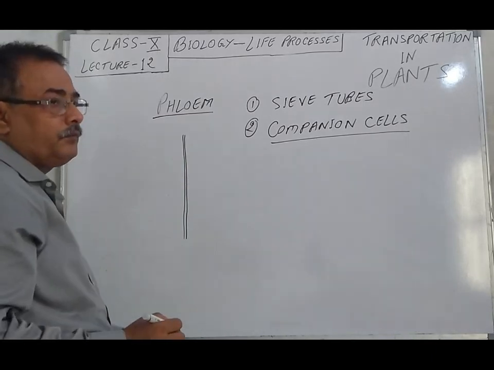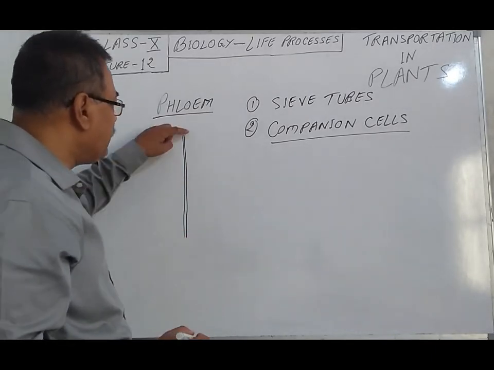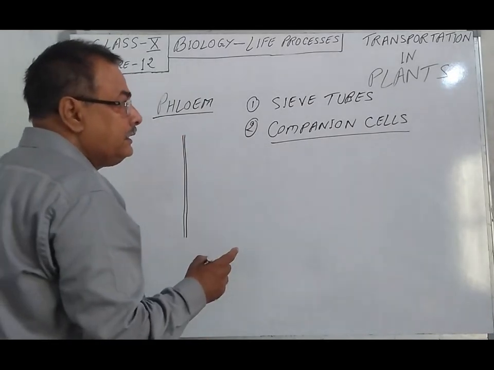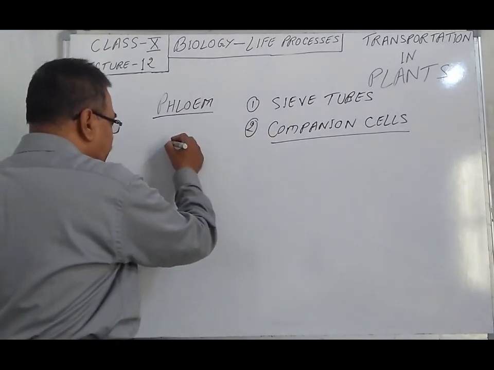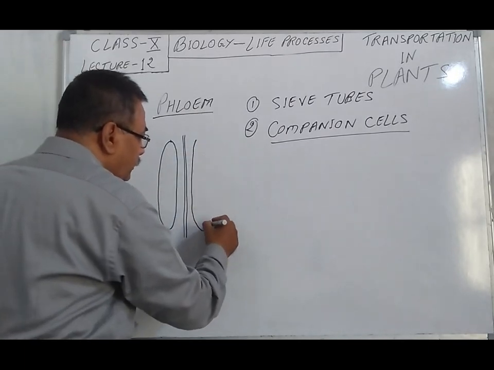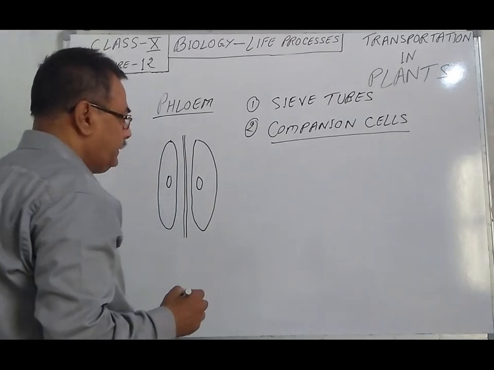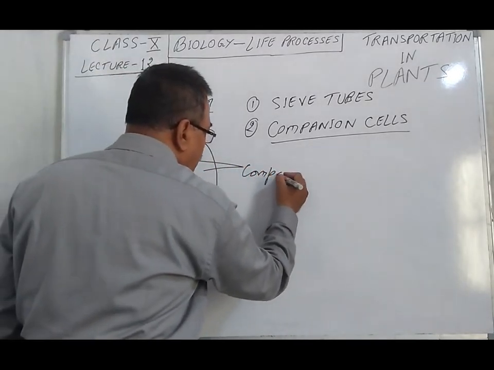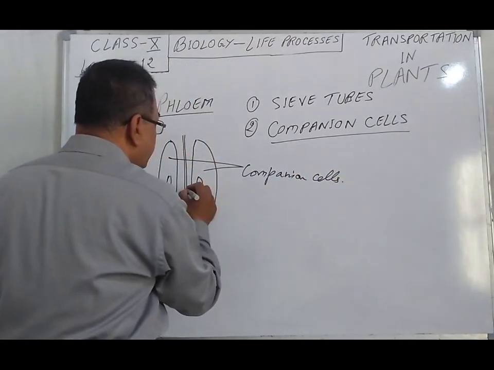The sieve tubes independently cannot conduct food; the sieve tube needs the help of companion cells. The cells all around the sieve tube are the companion cells. These are companion cells.